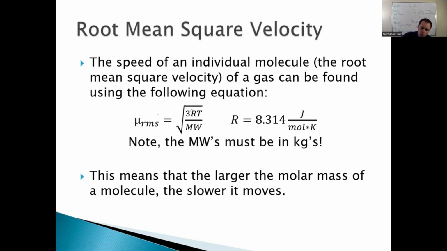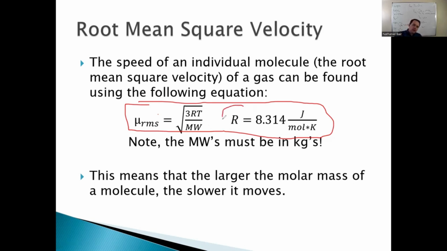I'm not going to make you solve this, okay? But I want you to look at this formula. This is called the root mean square velocity formula. This formula allows you to figure out the average speed of a gaseous particle. It looks a little intimidating, but it's really not that bad. The average speed, or root mean square velocity, of a gas is equal to the square root of 3RT over MW.